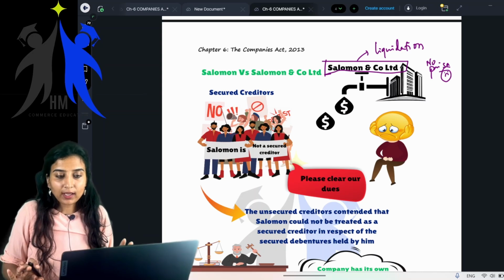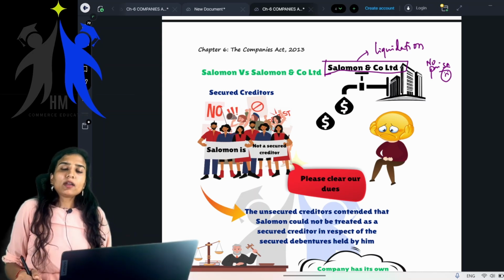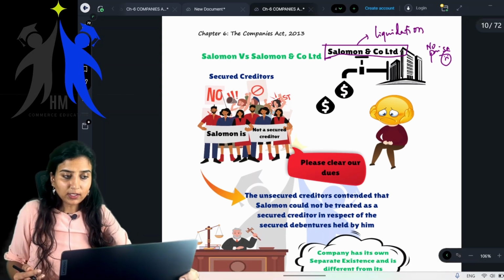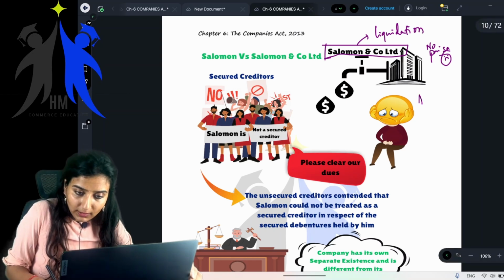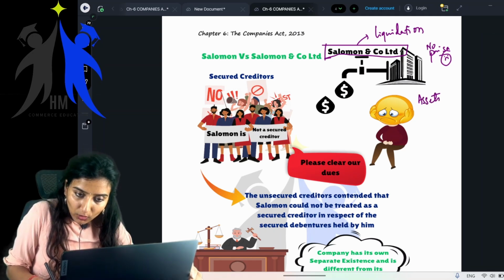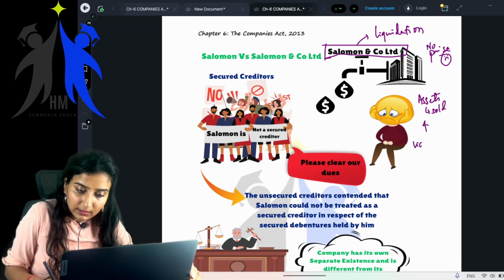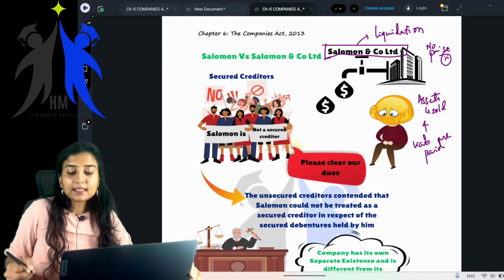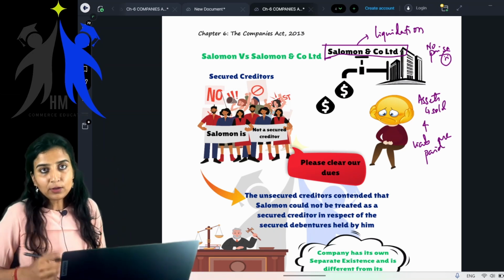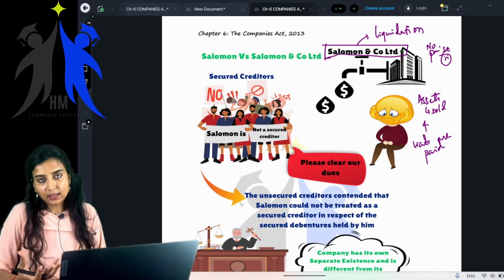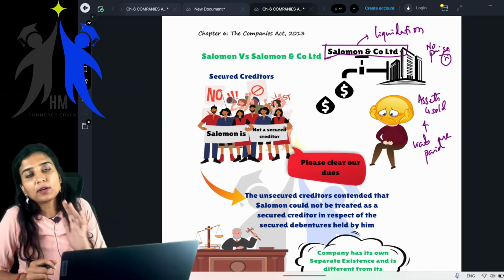Clear? Okay. Now, in the process of liquidation, children, all the assets are sold and the liabilities are paid. Now, when the company goes into liquidation, it is obvious that the assets are not sufficient to pay off the liabilities.